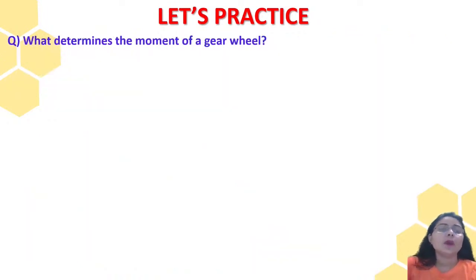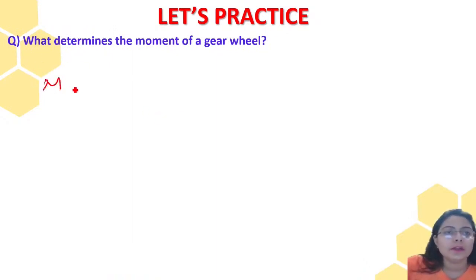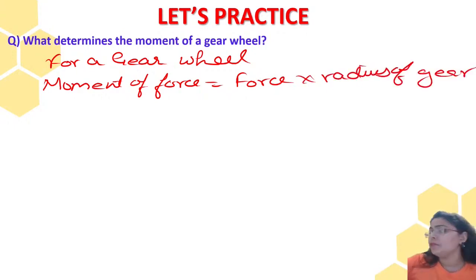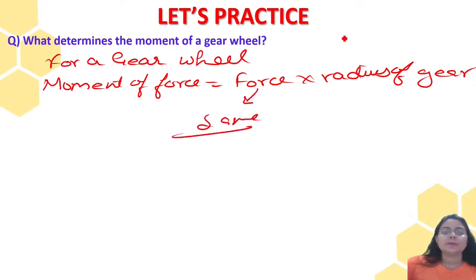What determines the moment of a gear wheel? We know that for a gear wheel, moment of force is equivalent to force into radius of the gear wheel. And we know that in case of a gear, the force will always be the same. So what is going to vary? If this force is not going to vary, what determines the moment?